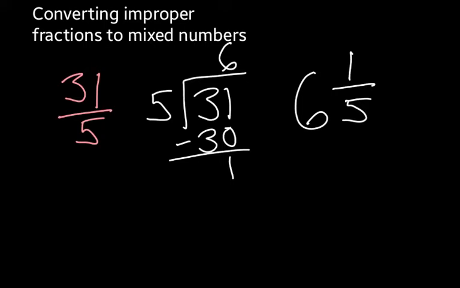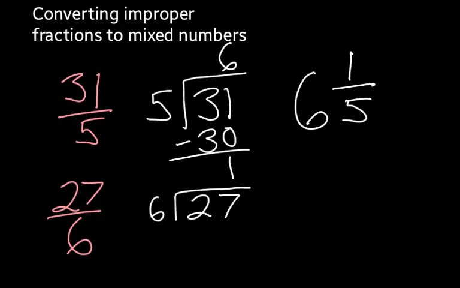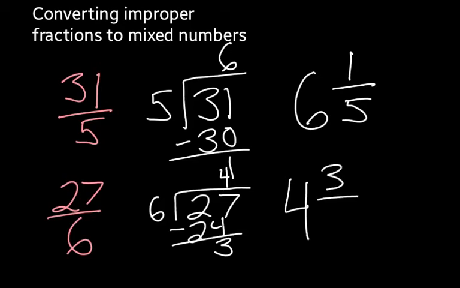Let's look at another example. Let's say that we have 27/6. Well, I'll do my long division. 27 divided by 6. 6 goes into 27. And I'm going to run into my other problem here, but 6 goes into 27 4 times. 4 times 6 is 24. Subtract and I get 3. Now I have my whole number 4 with my remainder 3 here and my divisor 6. So I'm going to make this 4 3/6. And we know that 3/6 can be reduced down to 4 1/2.